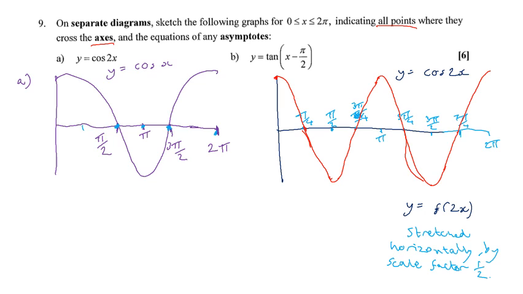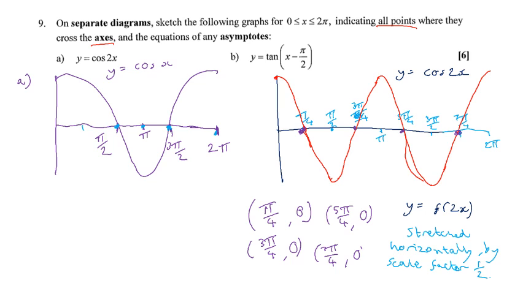I've sort of done it on my sketch, but quite badly. So just to be more specific with that, there is this point, which is pi over 4, 0. There is this point, which is 3 pi over 4, 0. There is this point here, which is 5 pi over 4, 0. And then this point here, which is 7 pi over 4, 0. Okay, and that's how I would do part A.